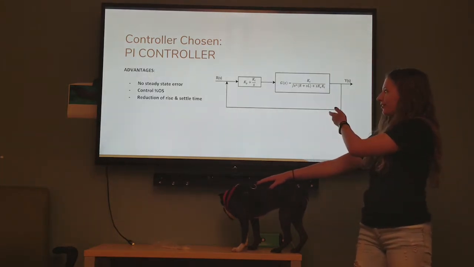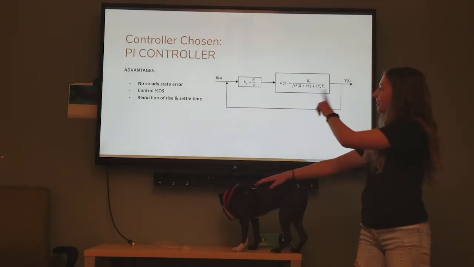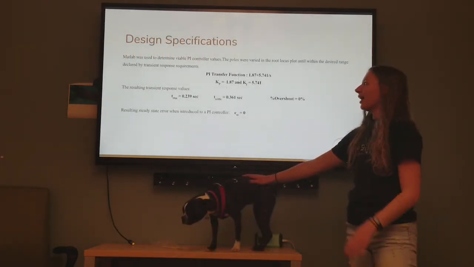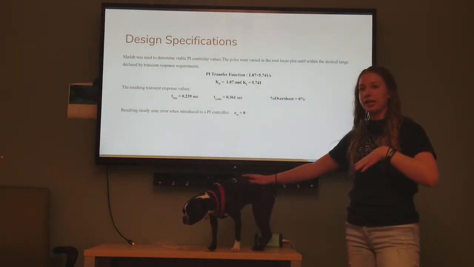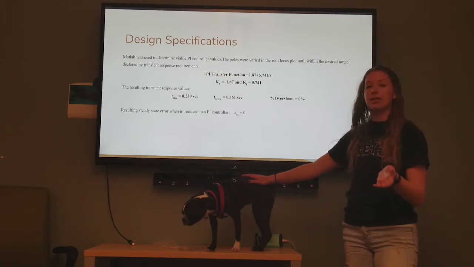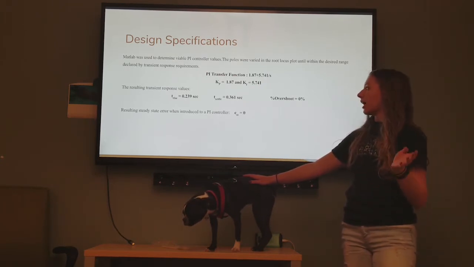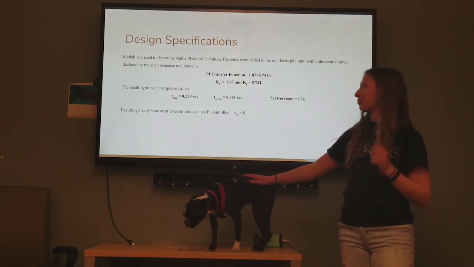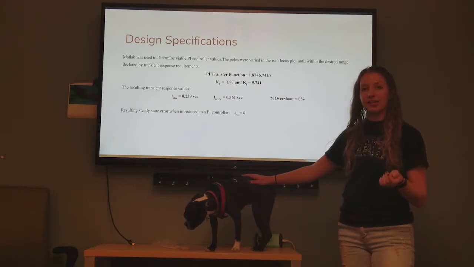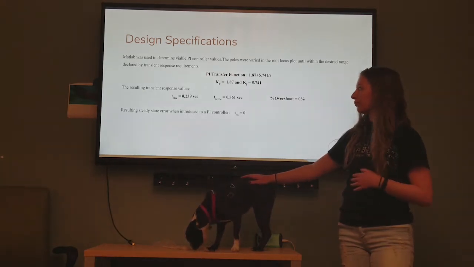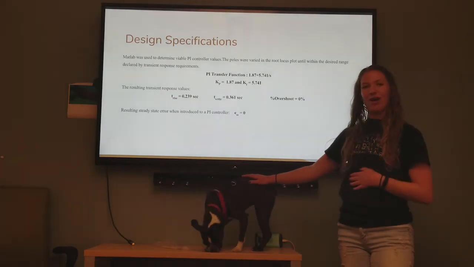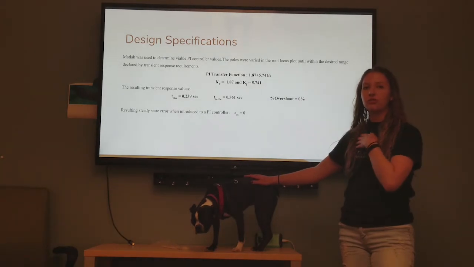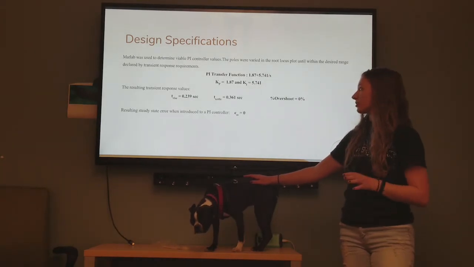And this is our block diagram for having the PI controller in with the transfer function. We used MATLAB's SISO tool and also the PID tuner to find our KP and KI values. So our KI ended up being 5.741 and our KP value ended up being 1.87. And this got us to a rise time of about 0.24 seconds and settling time of 0.36 seconds. And so this also gave us a percent overshoot of 0, and our steady state error was also 0.